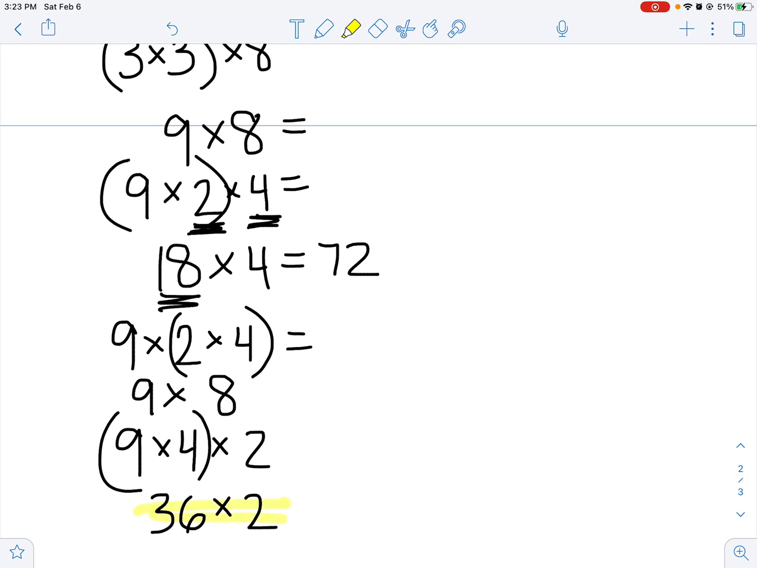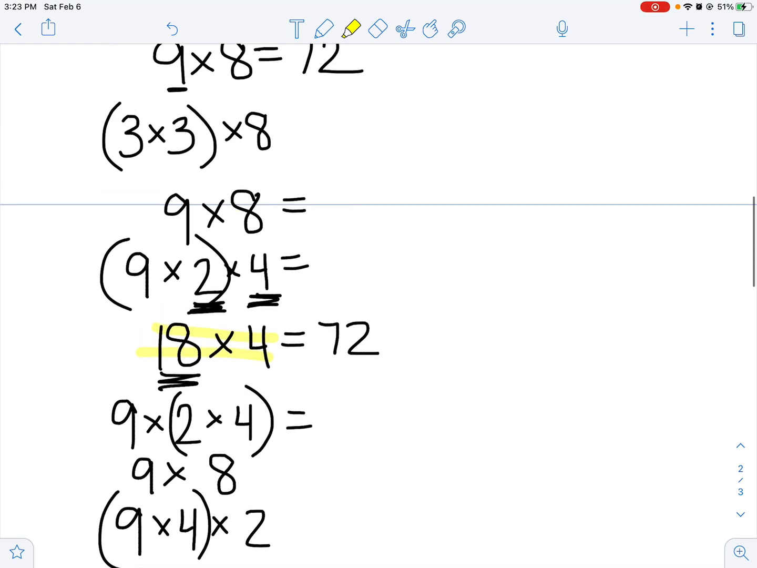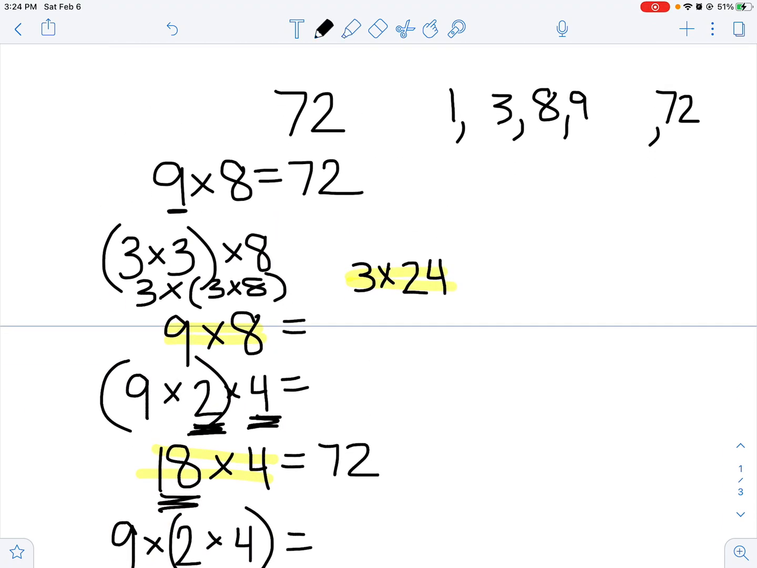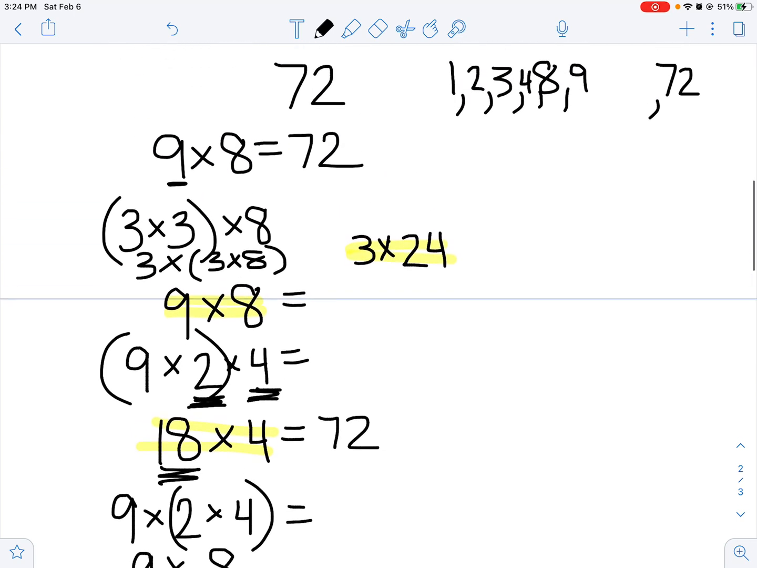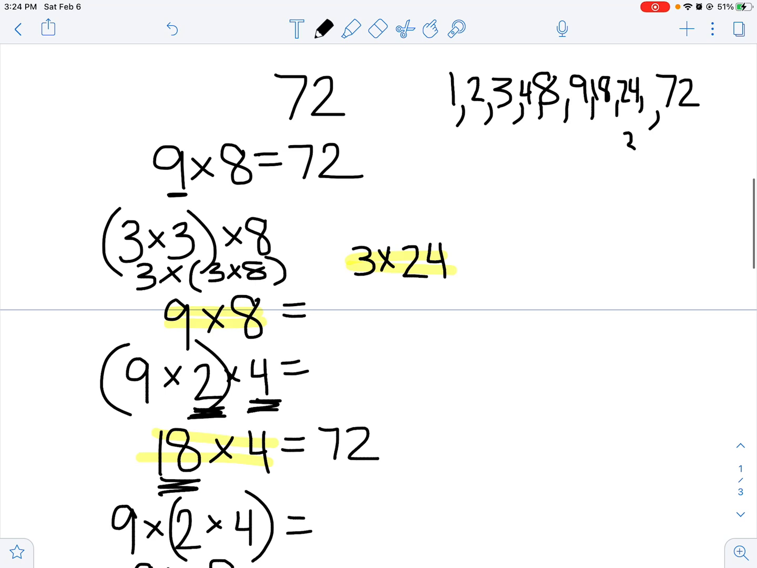I've figured out 36 and 2 is a factor pair you can use. 18 and 4 is a factor pair you can use. 9 and 8 is a factor pair you can use. Let's rearrange our 3 times 3 times 8. If I arrange this as 3 times 3 times 8, I know 3 times 8 is 24, so now I've determined that 3 times 24 is also a factor pair. So I've determined that I have factors of 1, 2, 3, 4, 8, 9, 18, 24, and 36 are all factors of 72, simply by taking a larger fact that I do know matches and breaking down one of my factors into smaller factors and rearranging them based on the associative property.